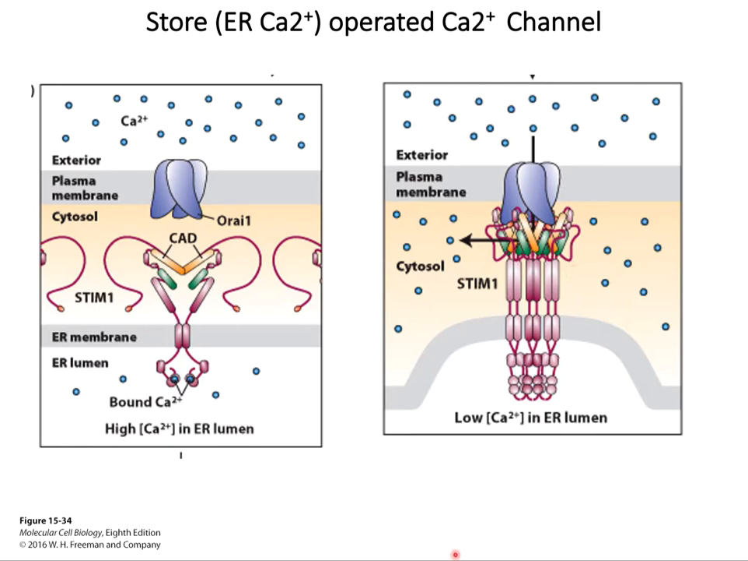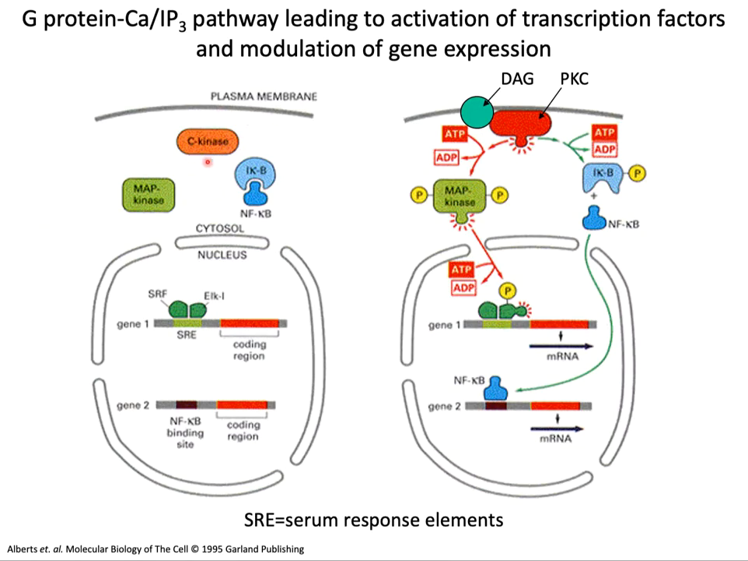On the left-hand side, what we are seeing is an inactive protein kinase C, or in this case, it's called C kinase. It is the same thing. You have an inactive MAP kinase in green in the cytosol, and then you also have an inactive NF-kappa B, which is associated with the I-kappa B complex in a dimeric form. The NF-kappa B is a transcription factor, but when it is dimerized with this I-kappa B in the cytosol, it is inactive.